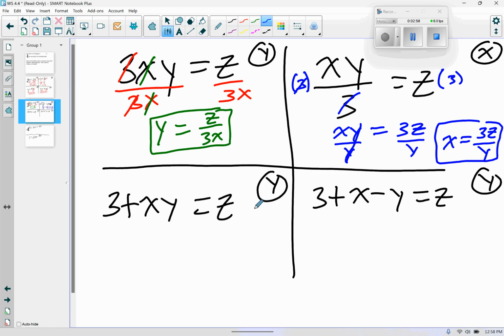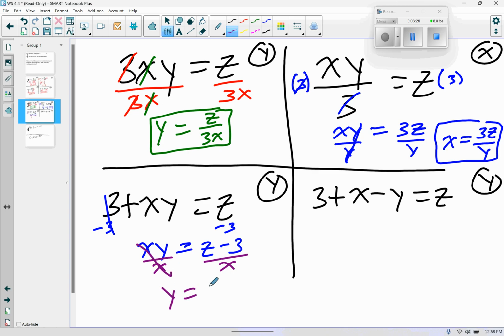Let's take a look at this third one down here. We have 3 plus xy. Well, x and y are being multiplied together. Well, let's start out doing it. So it's a positive 3 here, so I'm going to do a negative 3 here. So I subtracted it. Well, z minus 3 is just z minus 3. You can't combine it. And then x and y are being held together. I want y by itself, so I'm going to divide both sides by x. Notice I made a big division sign there. So that's what that equals.